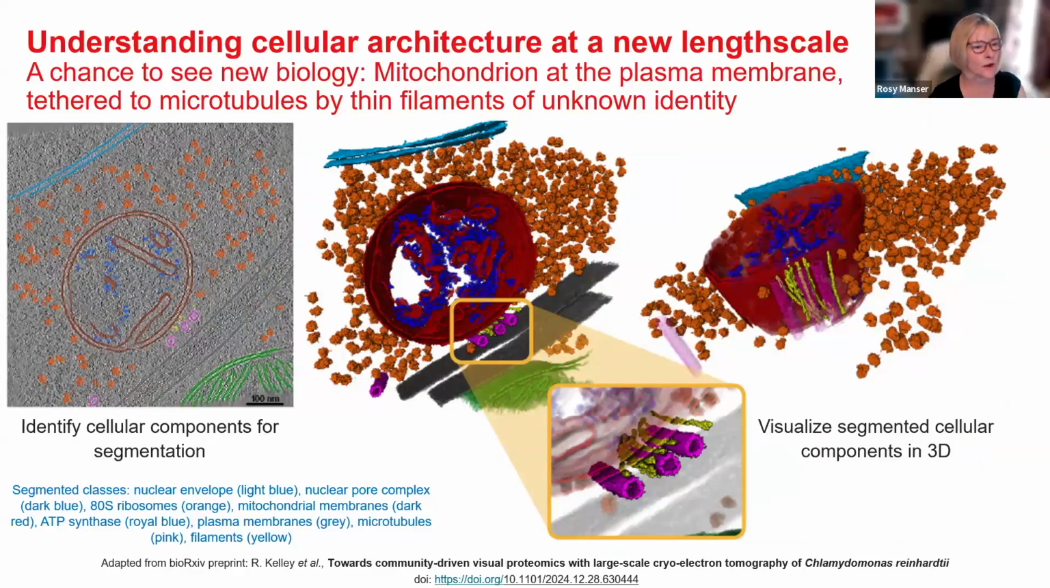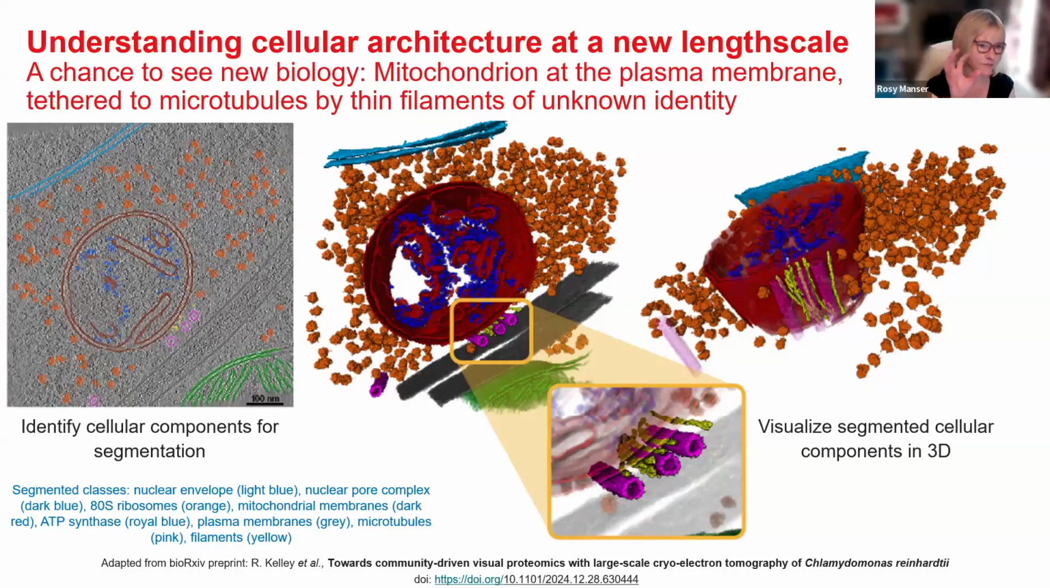It's this alga where we've identified the cellular components for segmentation. But in the middle figure, what you're seeing in the red is the mitochondrion. What you're seeing in the kind of dark gray is the plasma membrane. You've got the microtubules, which are shown in pink. And what this data set showed is those yellow filaments, these filaments are actually tethering the microtubules to the mitochondrion. This is simply biology that hasn't been seen before. We haven't seen what these filaments are. We don't really know what the function is. There's lots more new biology that can come once you start looking at your samples at this new resolution scale.